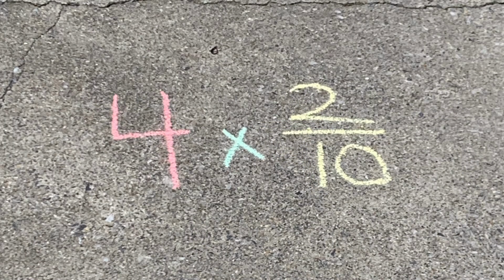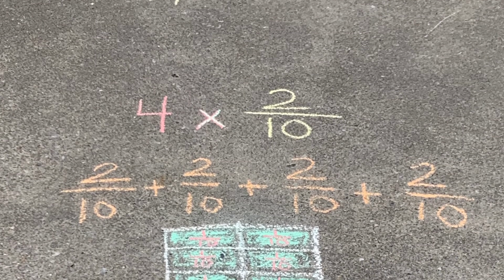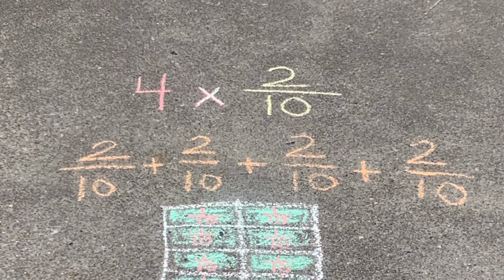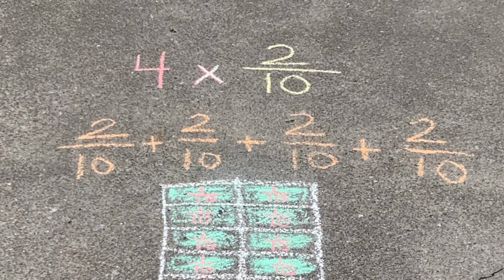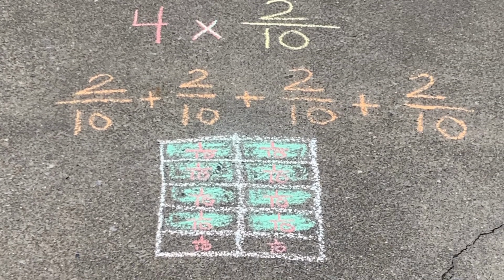Our next problem that we're going to look at is 4 times 2/10. Now, as I said, the first number tells you the number of groups. The second number tells you how many are in each group. So I'm going to have 4 groups of 2/10. As a repeated addition problem, that's going to be 2/10 plus 2/10 plus 2/10 plus 2/10.